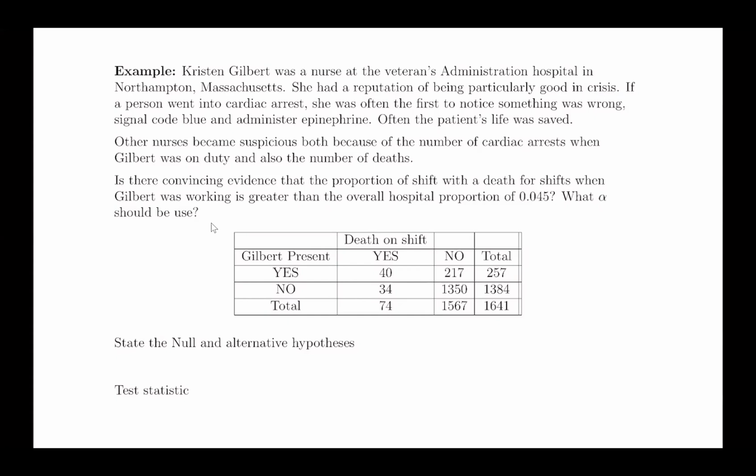I'll give you 3 options. You could use alpha of 0.01, alpha of 0.05, or alpha of 0.10. So look at the case scenario and try to decide which one will be best for this one.